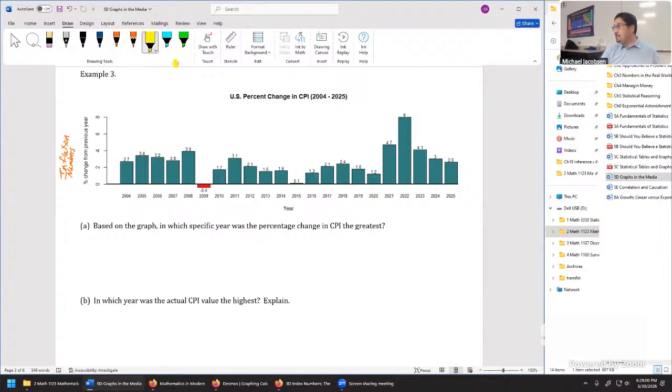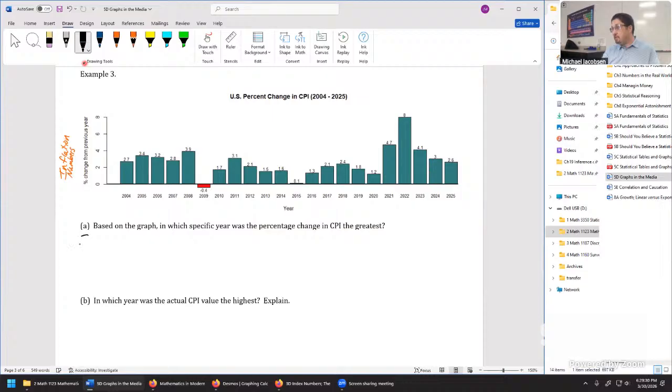This description right here matches up just fine with this description. So these are very compatible questions. We go to the highest bar on this chart. This is year 2022, right after COVID was really getting going. And I think we started printing a lot of money and inflation jumped. It's at 8%. So the year 2022 had the greatest change in CPI.